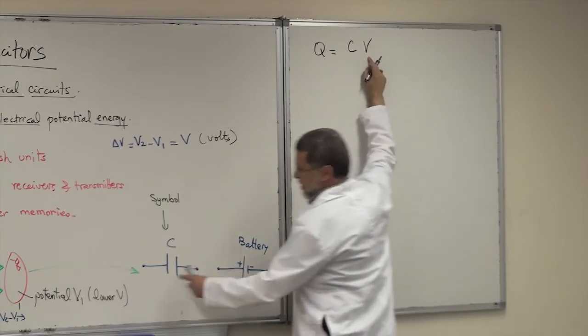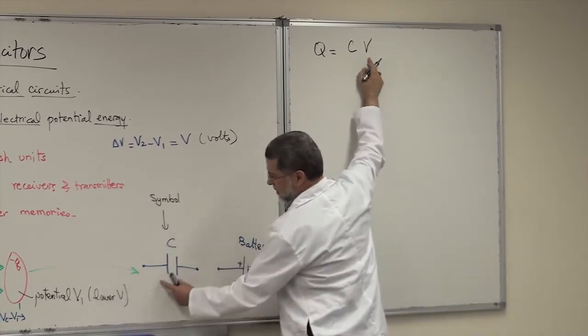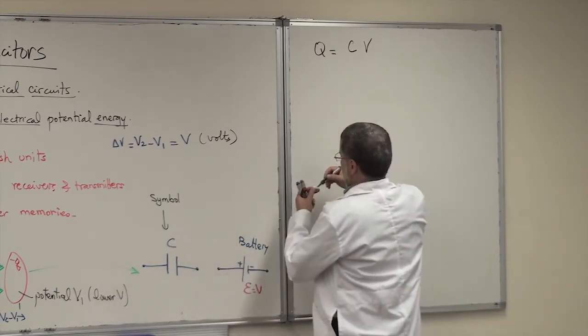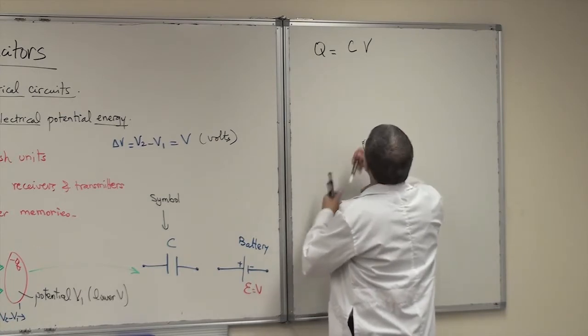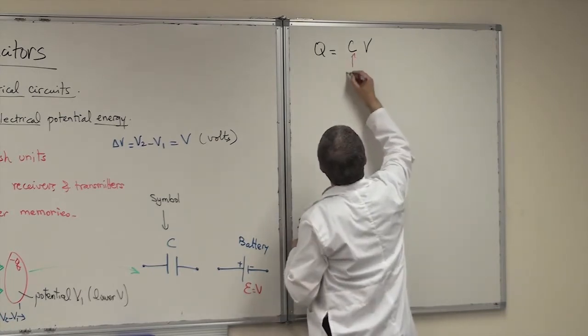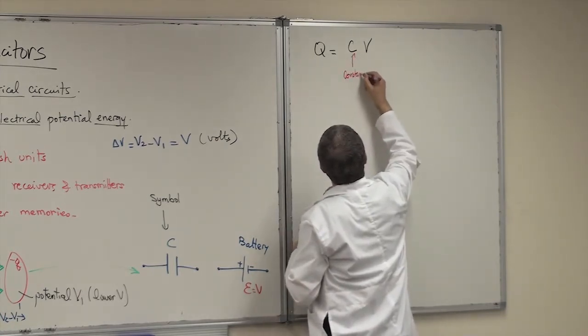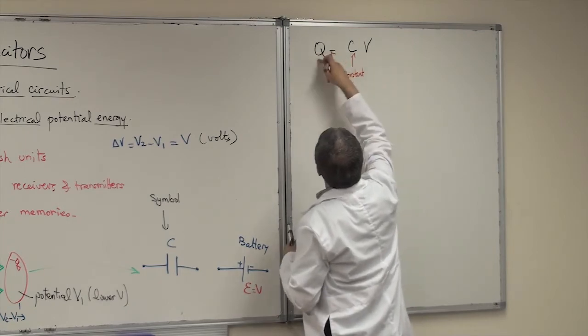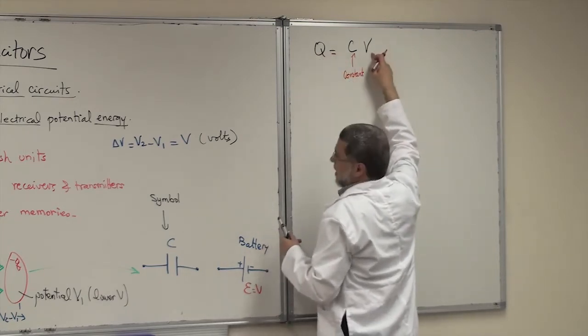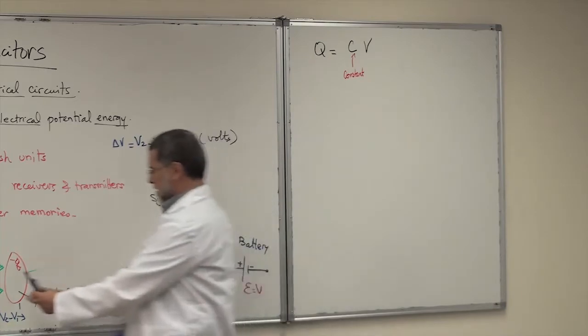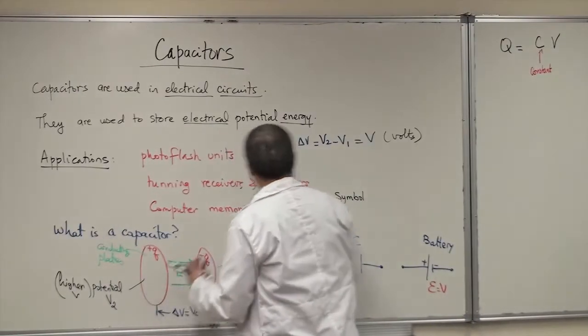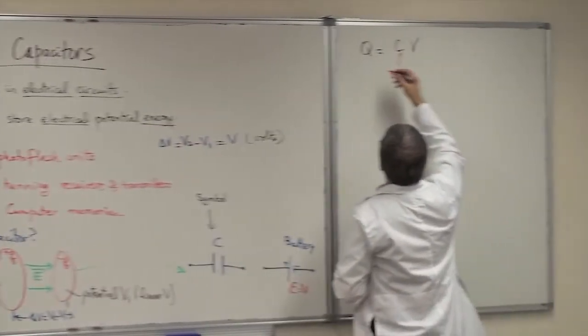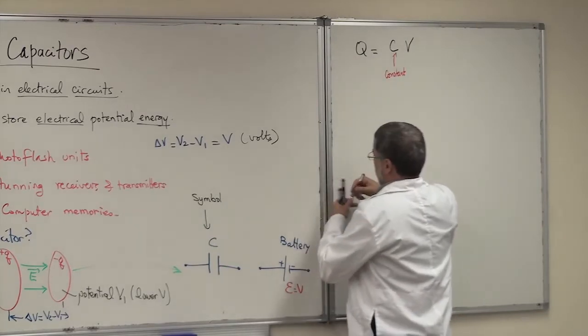I'm not going to write delta V here. I'm going to write V, the potential difference, okay? And the proportionality constant is a constant here. Proportionality constant between the charge on the plate and the applied voltage. You have to apply voltage here to charge the plates. I will show you later how. We call this the charge on one plate.